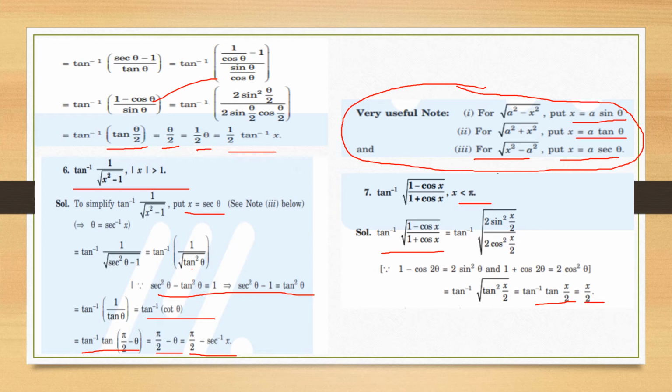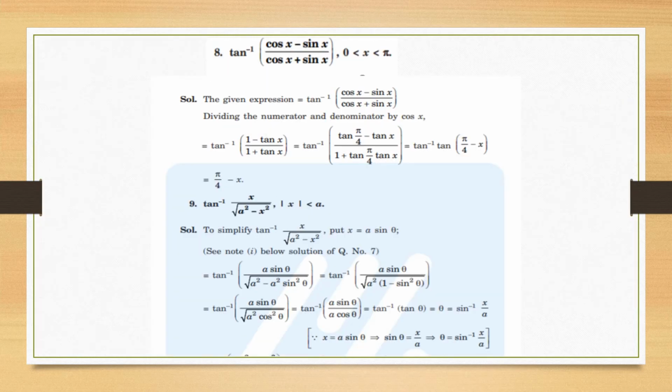Number 8 is tan inverse cos x minus sin x upon cos x plus sin x for x lying between 0 and pi. So here, to bring some tan of something, I have to divide both numerator and denominator by cos x, and it changes to 1 minus tan x upon 1 plus tan x, where we replace 1 by tan pi by 4. This is the formula for tan pi by 4 minus x, and I get the answer as pi by 4 minus x.